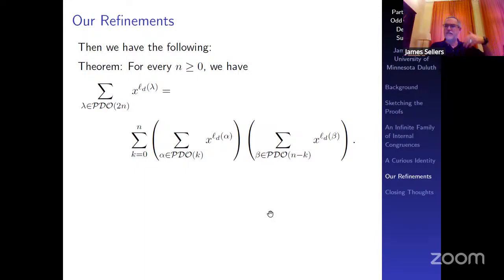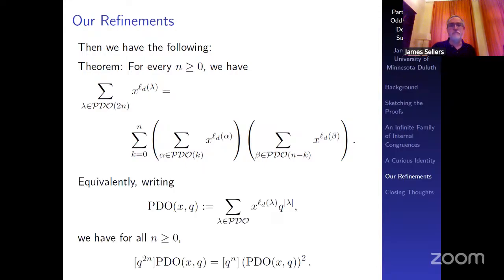So this is, in essence, a one-parameter generalization, or refinement, I should say, of the original identity that I showed you a moment ago for PDO of 2n. So this is the generating function way of saying it, where I use the bracket notation to denote coefficient of q to the 2n and coefficient of q to the n. And you see on the left, you have weight 2n. On the right, you have weight n, but everything is being squared.